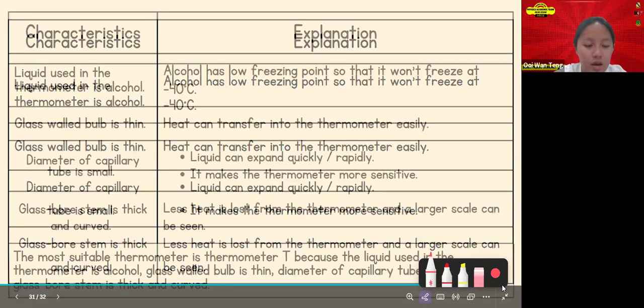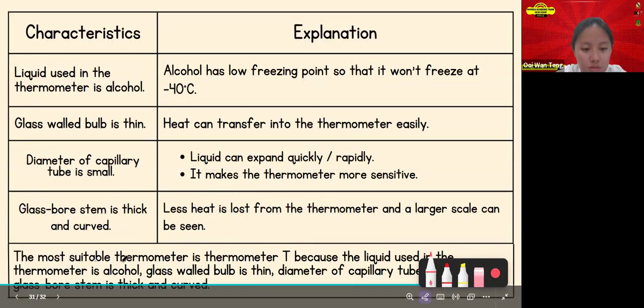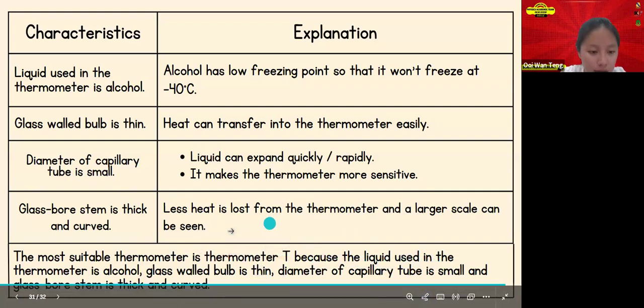And lastly, the most suitable thermometer is thermometer T because its characteristics are the most suitable ones. And because the liquid used in the thermometer is alcohol, glass wall bulb is thin, diameter of the capillary tube is small, and also the glass ball stem is thick and curved. So the reasons, you just copy back from the characteristics that you have listed here.